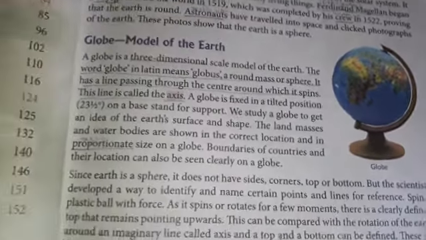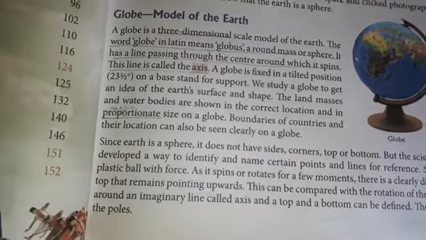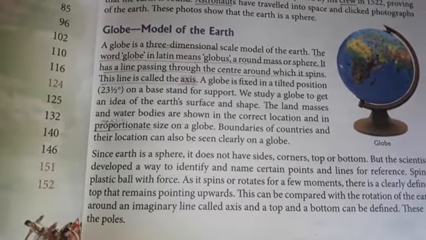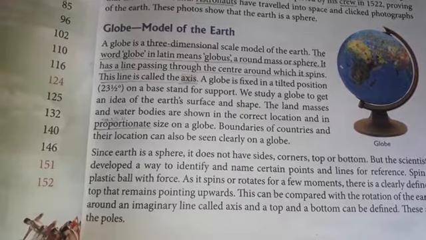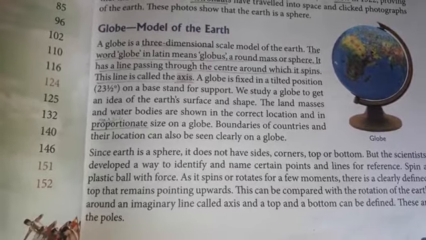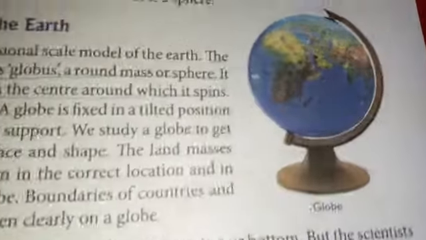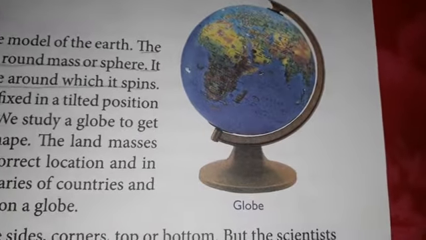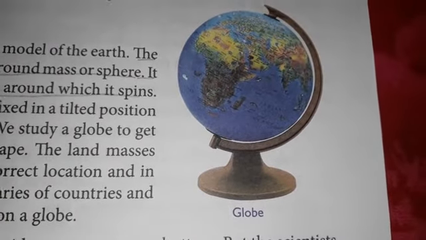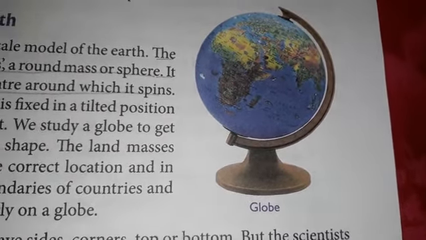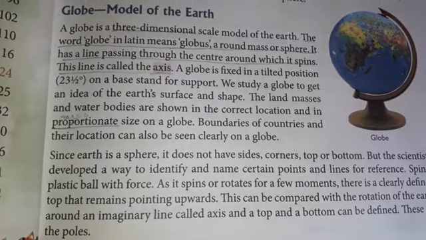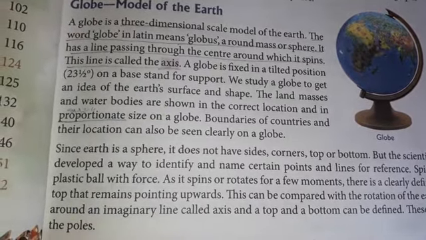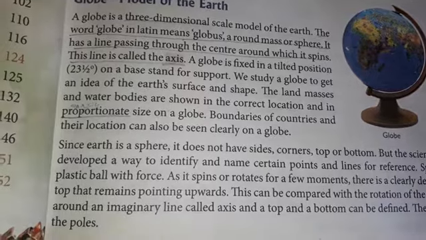Now we learn about the globe. A globe is a model of the earth. A globe is a three-dimensional scale model of the earth. Look at this picture. It is a globe. The word globe in Latin comes from globus, a round mass or a sphere.